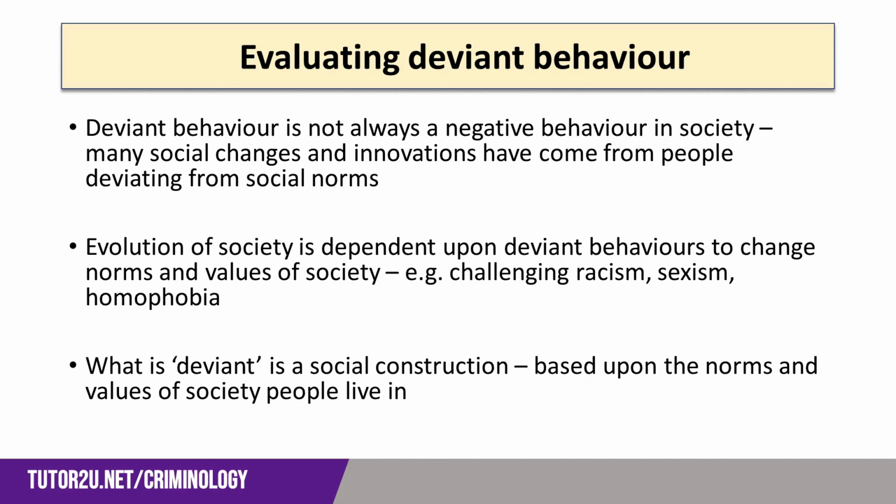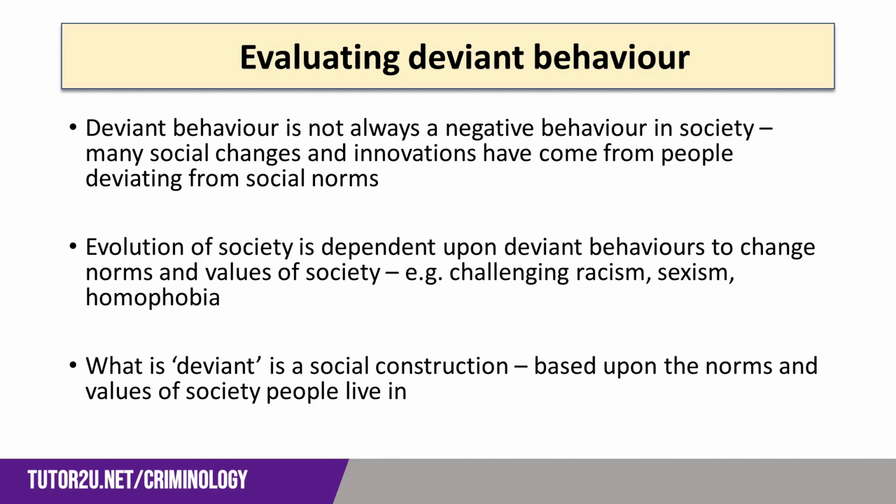When evaluating deviant behaviour, you have to consider that not all deviance is seen as being a negative behaviour. Many social changes and innovations have come from individuals deviating from social norms and values to create something new or to challenge rules and laws that do not reflect social attitudes. For example, challenges to sexism, racism and homophobia all began as deviant behaviours, and yet ultimately changed the way in which many people think in society today.